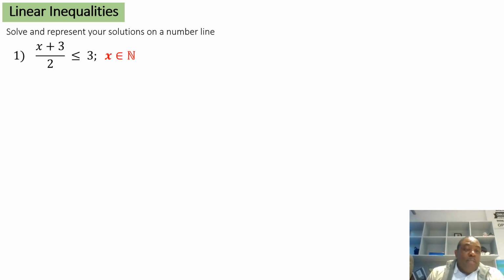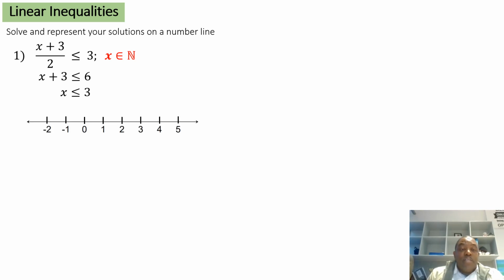You can get some that have fractions but it doesn't change anything in terms of your solving of inequalities. Similarly to equations, multiply both sides in this case and then you get that. But remember, we're dealing with natural numbers, so when we represent on a number line, we need to keep that in mind. Eventually our answer is x is less or equal to 3. So on the number line, we only need to represent the solutions that apply to the inequality solution. It's those that start from 3 and they go all the way down.